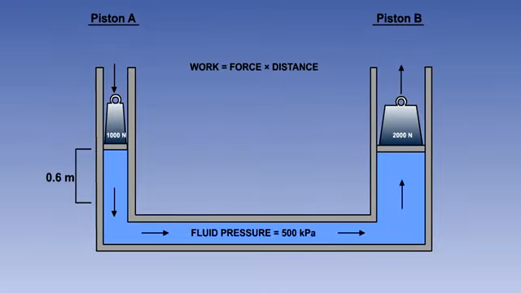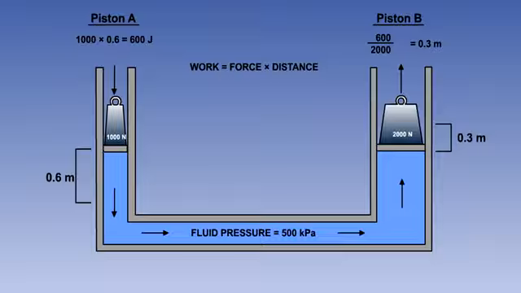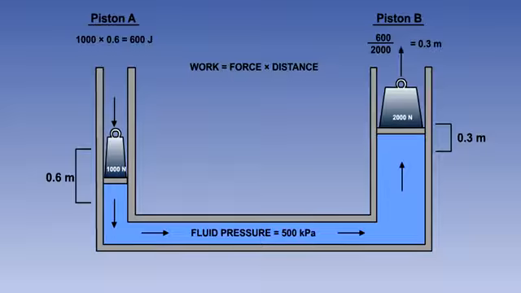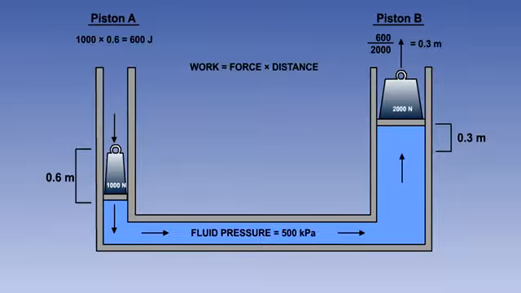If we now move piston A down 0.6 meters, then the work done, force multiplied by distance, will be 1000 multiplied by 0.6, which is 600 joules. Ignoring any losses due to friction, the same amount of work must be done on piston B, so it must move up 600 divided by 2000, which is 0.3 meters.